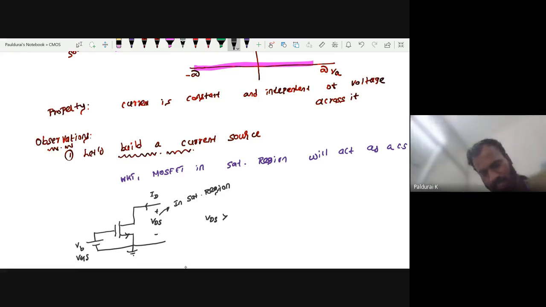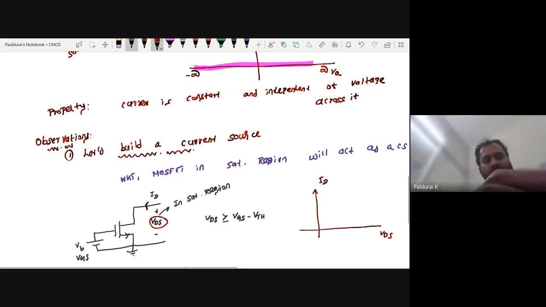So you know the condition for saturation: VDS is greater than or equal to VGS minus the threshold voltage, right? Can you sketch this IV characteristics? This is actually this voltage VDS versus this current ID.